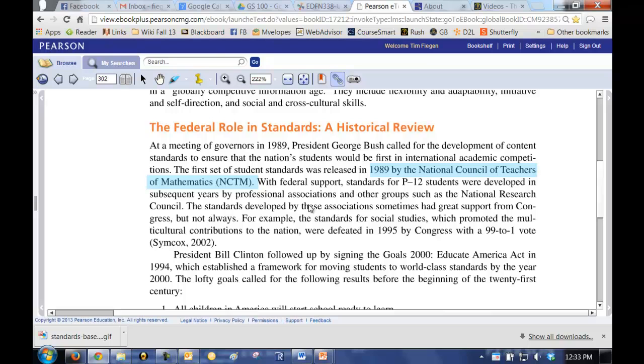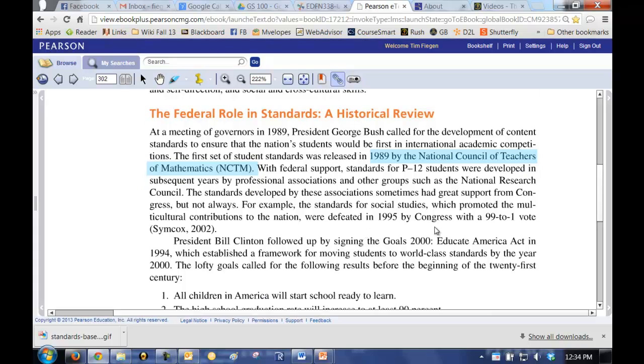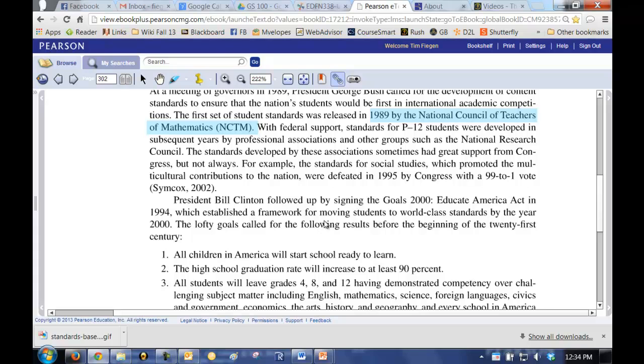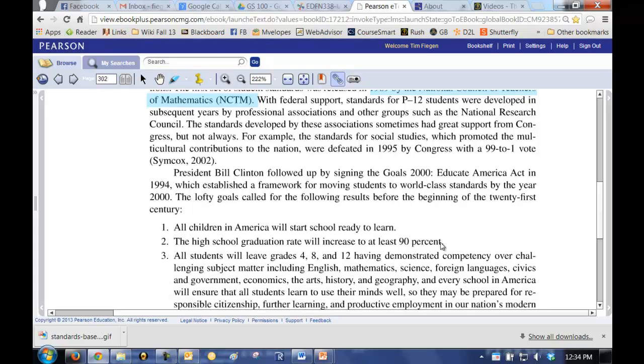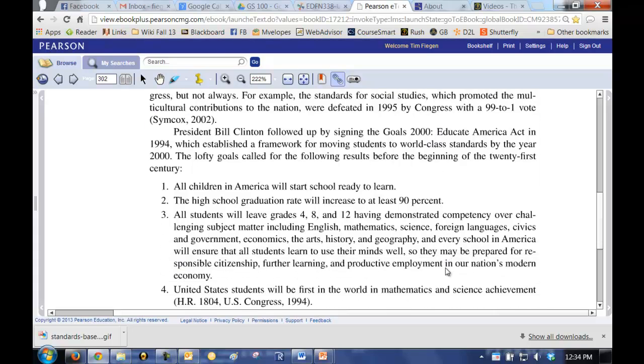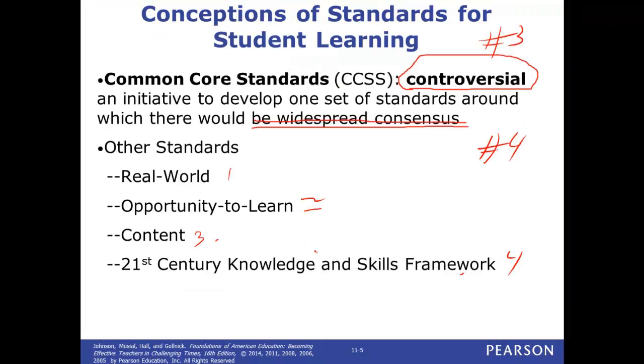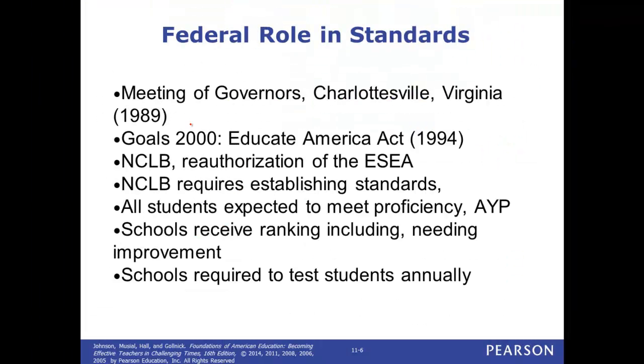Okay. Federal support standards for P-12 students were developed in subsequent years by professional associations and other groups. The standards developed by these associations sometimes had great support from Congress, but not always. For example, Standards for Social Studies, which promoted the multicultural contribution of the nations, were defeated in '95 by Congress, 99-1. Bill Clinton followed by signing Goals 2000. He too wanted to reach, but his didn't have any teeth. Goals 2000.